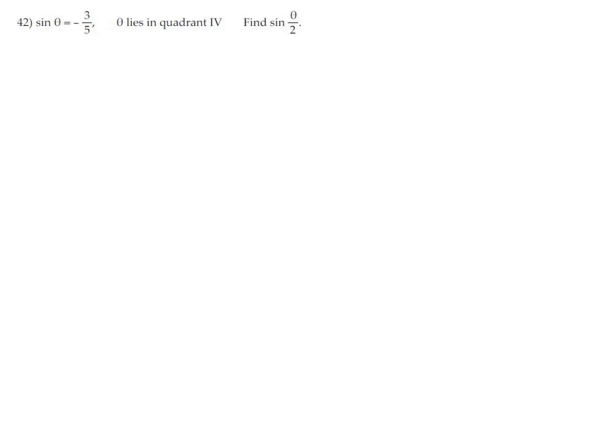Okay, quadrant 4. Set up our quadrant 4 angle. Opposite over adjacent. Which one's negative? Well, hypotenuse is always positive, so that would have to be negative. Let's say 3, 4, 5 triangle. 4 is positive because it's right. 3 is negative because it's down. And hypotenuse is always positive.